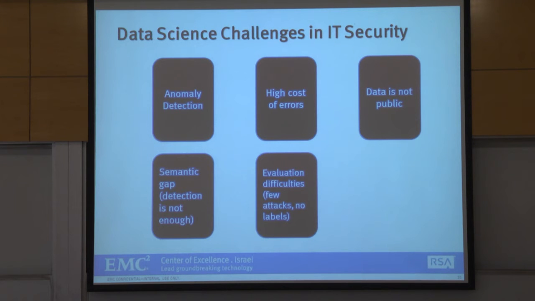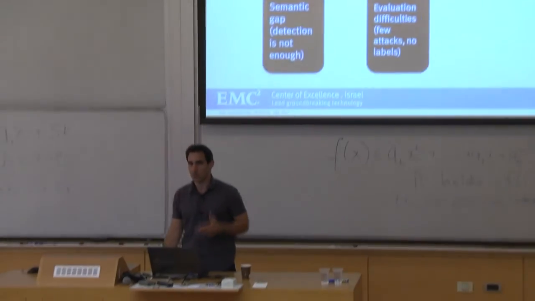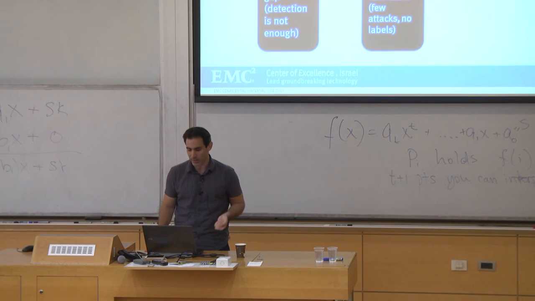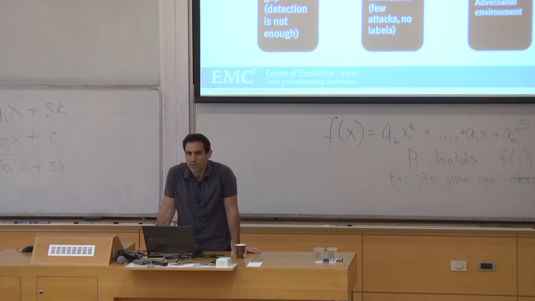So there are not as many attacks as I'd want, and also there are not enough labels. There are petabytes of data, billions of events, probably hundreds of them are labeled. So most of the data, I have no idea what happened, what to tell about it, how to evaluate this. So there are a lot of evaluation difficulties. And last, but definitely not least, is the adversarial environment.